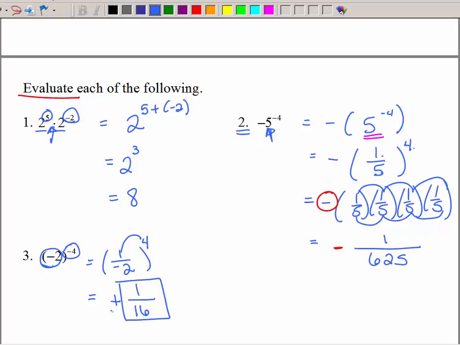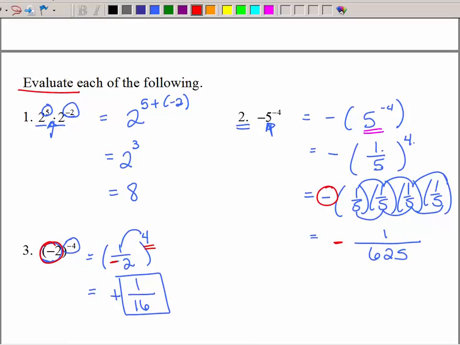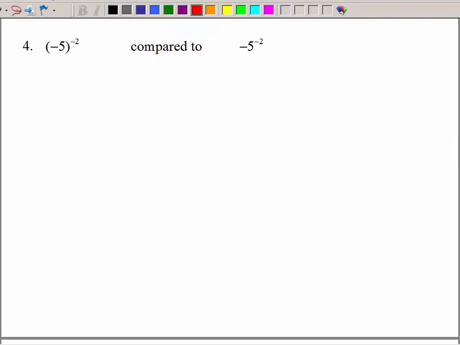Now usually we don't put that plus sign, but I wanted to emphasize that yes, the base was negative 2, so we still had the negative, but because we have an even amount of negatives being multiplied together, that's why it's positive. A little confusing, but just identify that base. So as we look at the next problem, we can compare these side by side.